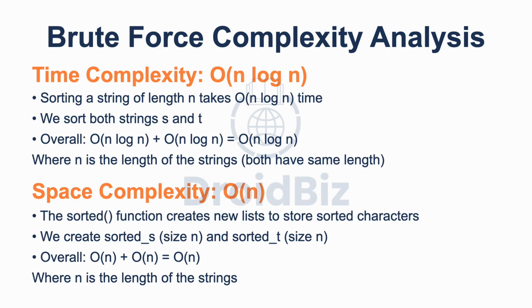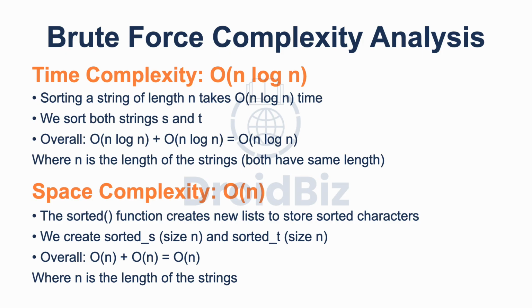Let's analyze the time and space complexity of our brute force approach. Starting with time complexity, it is big O of n log n. Let me explain why. Sorting a string of length n takes big O of n log n time. This is because most efficient sorting algorithms like merge sort or quick sort have this time complexity. We sort both strings S and T. So we have big O of n log n overall time complexity. Here, n is the length of the strings. Since anagrams must have the same length, both strings have the same length n.